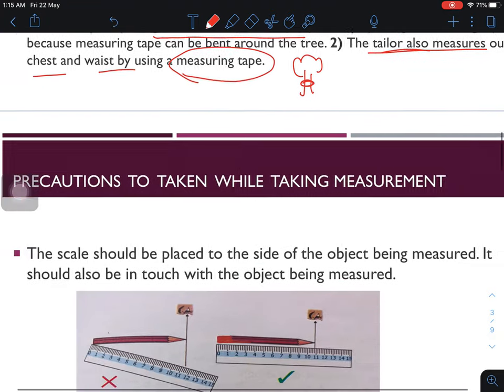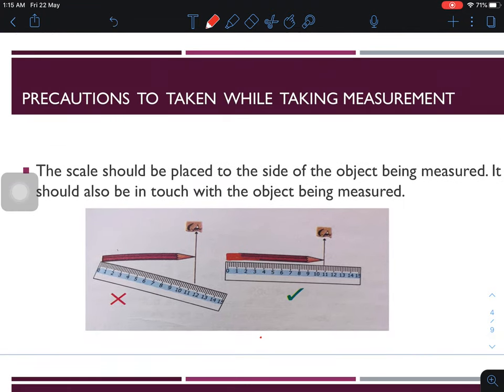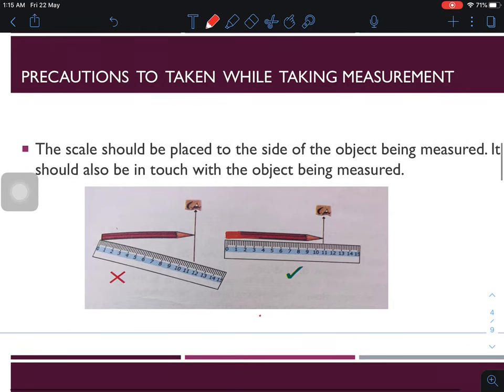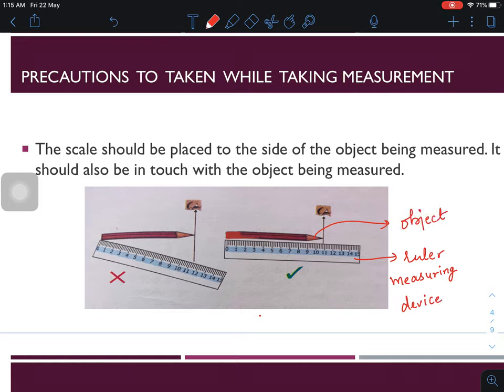Now, some precautions, or some of the ways by which you should take measurement. The first basic thing is that the object should be kept along the measuring device. This is your measuring device, that is ruler. And this is your object. So they should be kept along one another. Aisa nahi hum usko dur rakh dein ya teda meda karke rakh dein. No. They should be actually touching each other along the length. Jaise lambai mein aap usko rakhoge. Only then you will get the correct measurement or correct length of the pencil or any object that you are measuring. Theek hai, touching along the length.